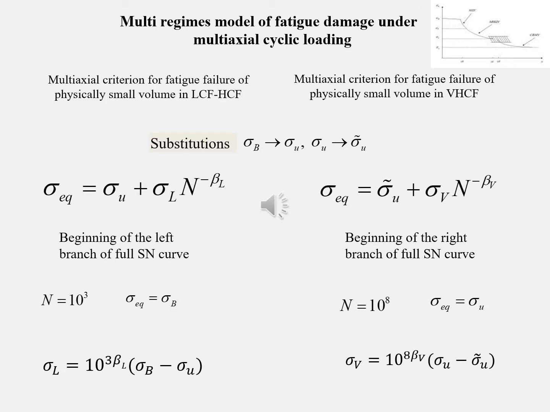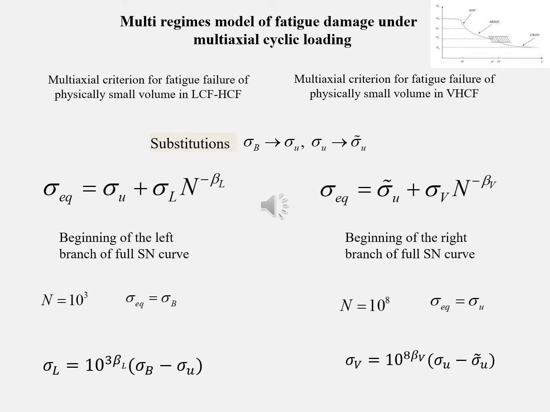The basic idea is the following. We assume that the left branch of the full S-N curve is similar to the right branch, and we can write the equation that will describe the shape of this curve: for the left branch with the letter L, and for the right branch with the letter V. We see that equivalent stress will correspond to a number of cycles to failure, and some constants should be determined based on the experimental data for a given material.